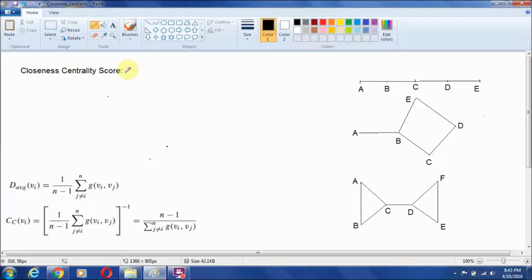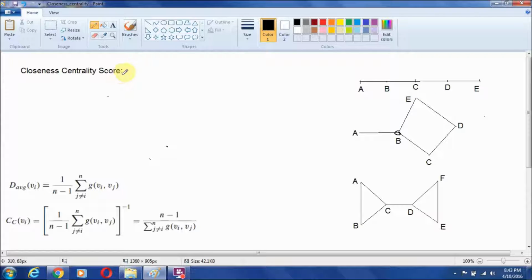In this tutorial, I will explain the closeness centrality score and demonstrate how to write Java code for it. Closeness centrality represents how close a node is with respect to the entire network. In other words, it tells how long it will take to spread information from any particular node to the entire graph, or all nodes of the graph.